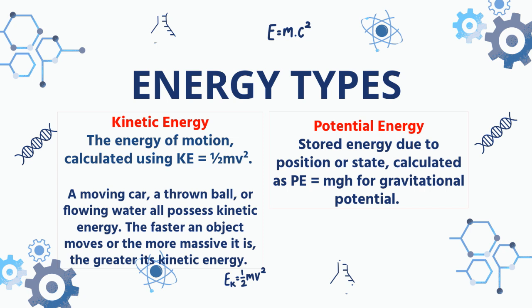The key takeaway is that both the speed of an object and its mass directly influence how much kinetic energy it has. Connecting this to our overall theme, understanding these energy types helps us see how energy is stored, transferred, and converted in various real-world situations.